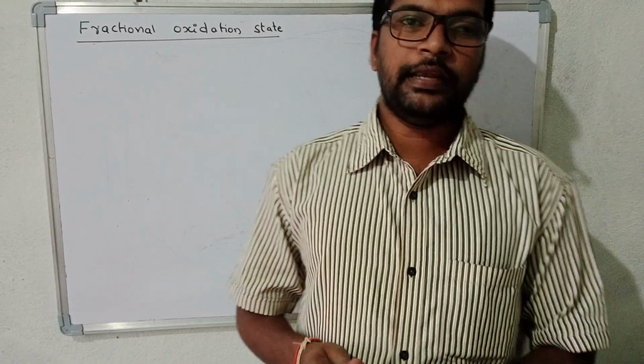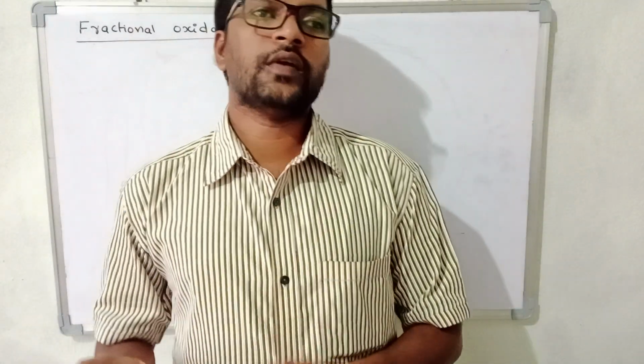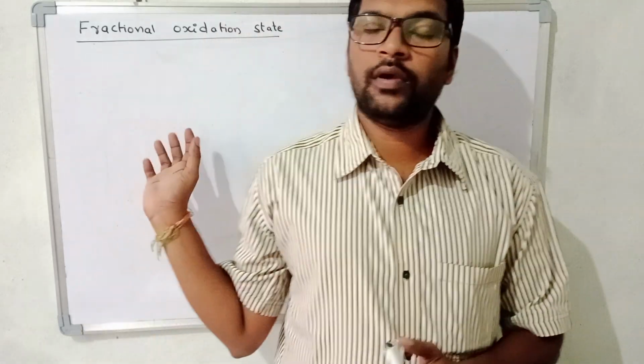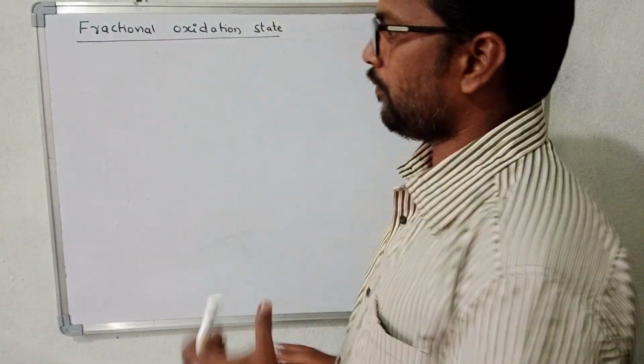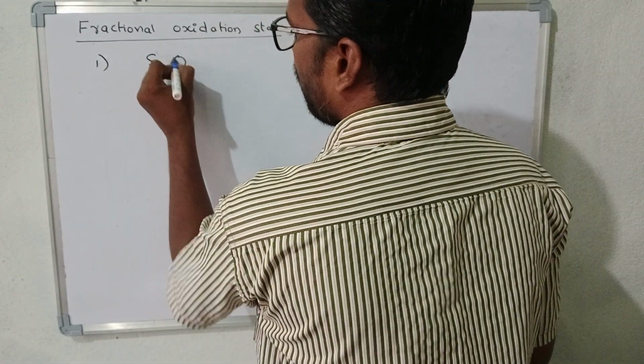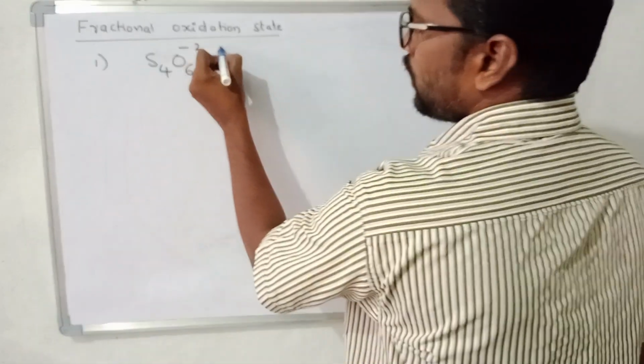Fractional oxidation state. Here we studied fractional oxidation state. In some compounds we get oxidation states in fractional form. So we have to take some examples. One example is S4O6 minus 2.